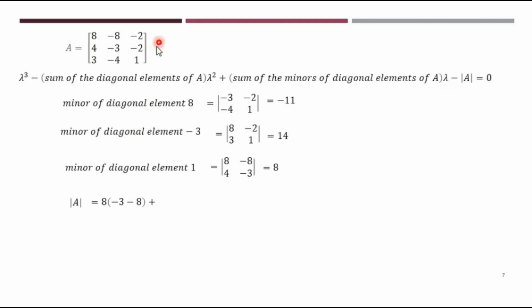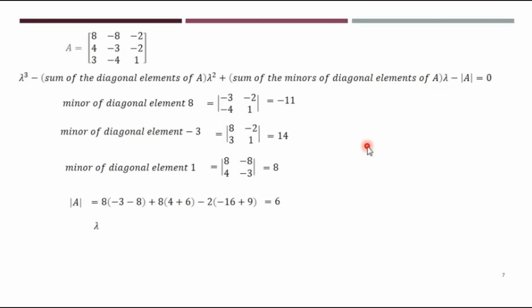8 into (-3 minus 8) plus 8 into (4 plus 6) minus 2 into (-16 plus 9) equal to 6. Fine. Okay, you can also calculate the determinant by using calc. This is 6. Now substitute everything in this formula: lambda cube minus sum of the diagonal elements of A into lambda square plus sum of the minors of the diagonal elements of A into lambda minus determinant of A.